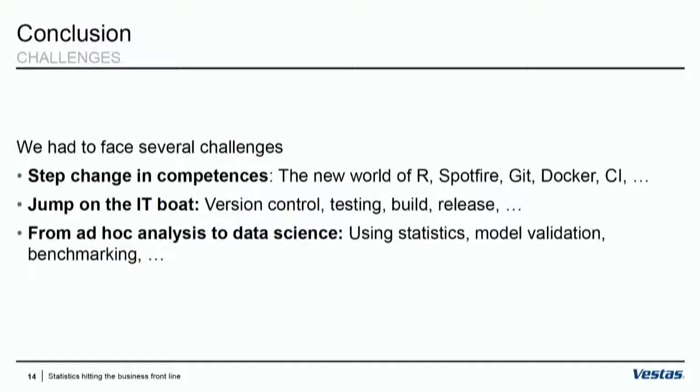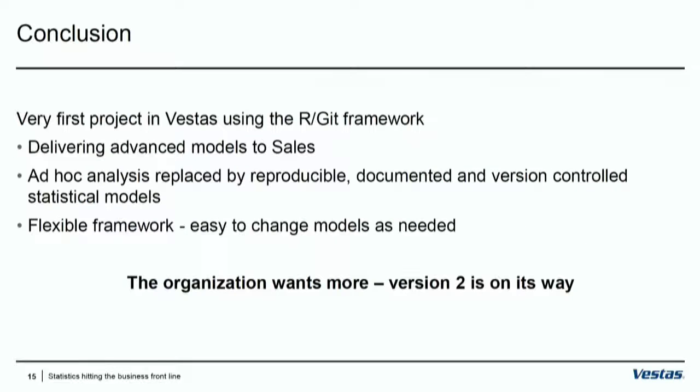We had several challenges. First of all, we didn't know R back then. We didn't know Git, Docker, continuous integration, so we jumped all in, including the IT bit with version control, testing and all that. So basically, it was going from ad hoc, problem-solving analytics to reproducibility. And it's in production, and we're delivering models to sales. It's reproducible, it's documented, and it's pretty easy to change the model. So for the yearly releases, or if we find a bug, it's pretty easy to put in new models.